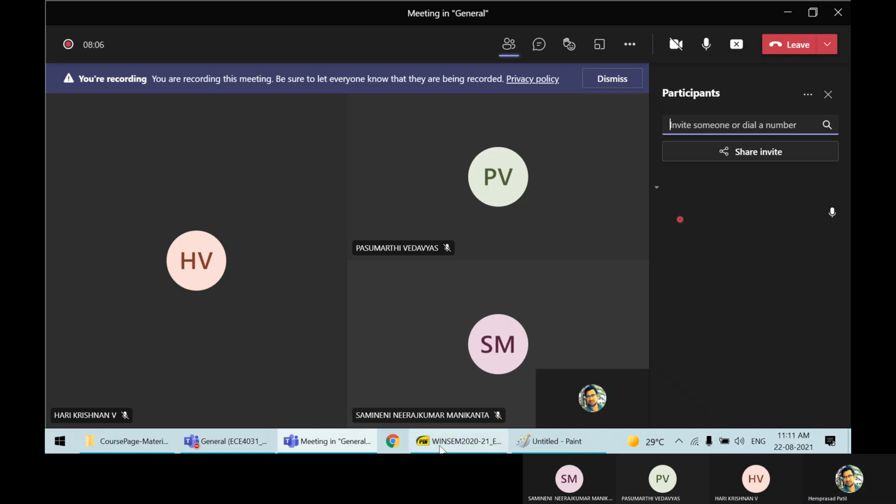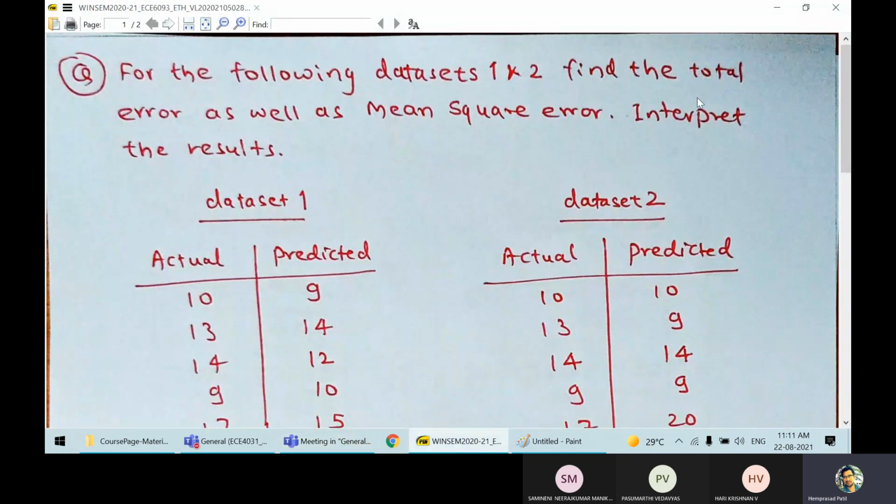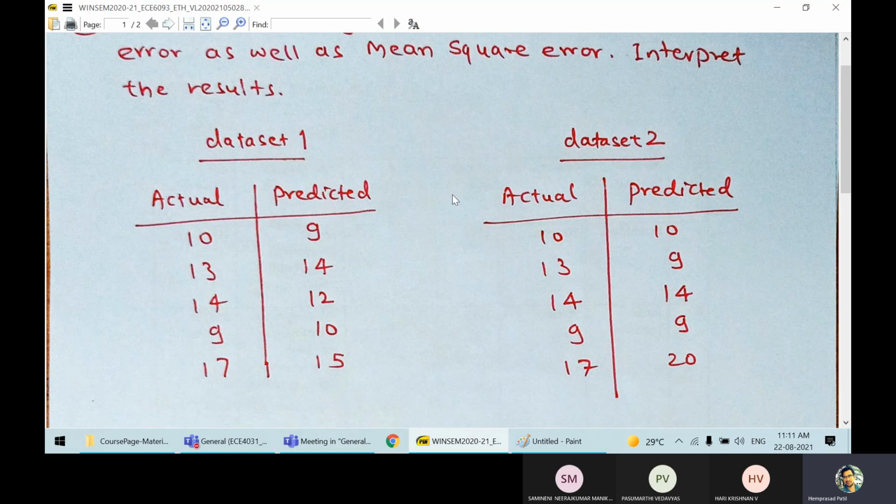Okay. So write down this following statement. For the following data sets 1 and 2, find the total error as well as mean square error. Interpret the results. Then write down these two dataset values. Dataset 1, actually these are the values to be predicted, and these are the ones predicted by this trained model. So write down these values for dataset 1 as well as for dataset 2.